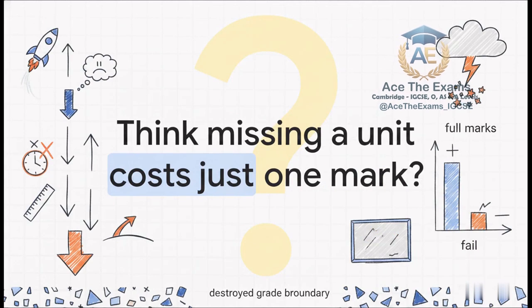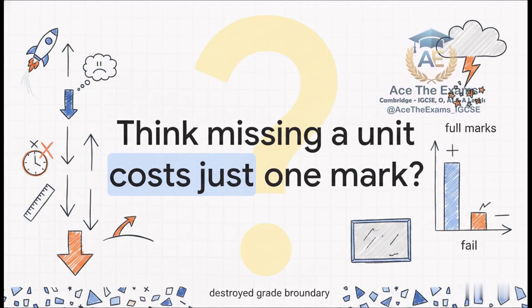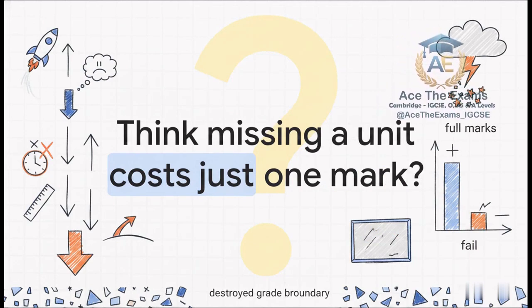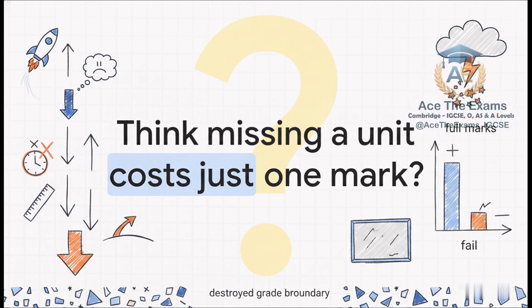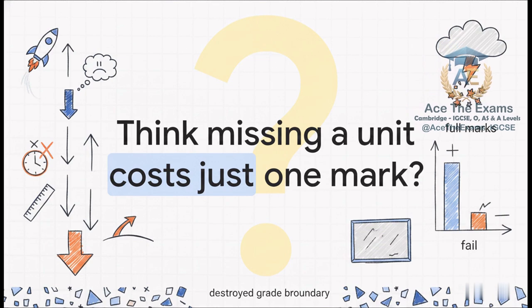Look, we need to bust a massive study myth right now. There is this huge misconception that if you crunch the numbers right, but you just forget the unit, say you write 12 instead of 12 meters per second, the examiner is just going to dock you a single measly mark. No, that is dangerously incorrect.